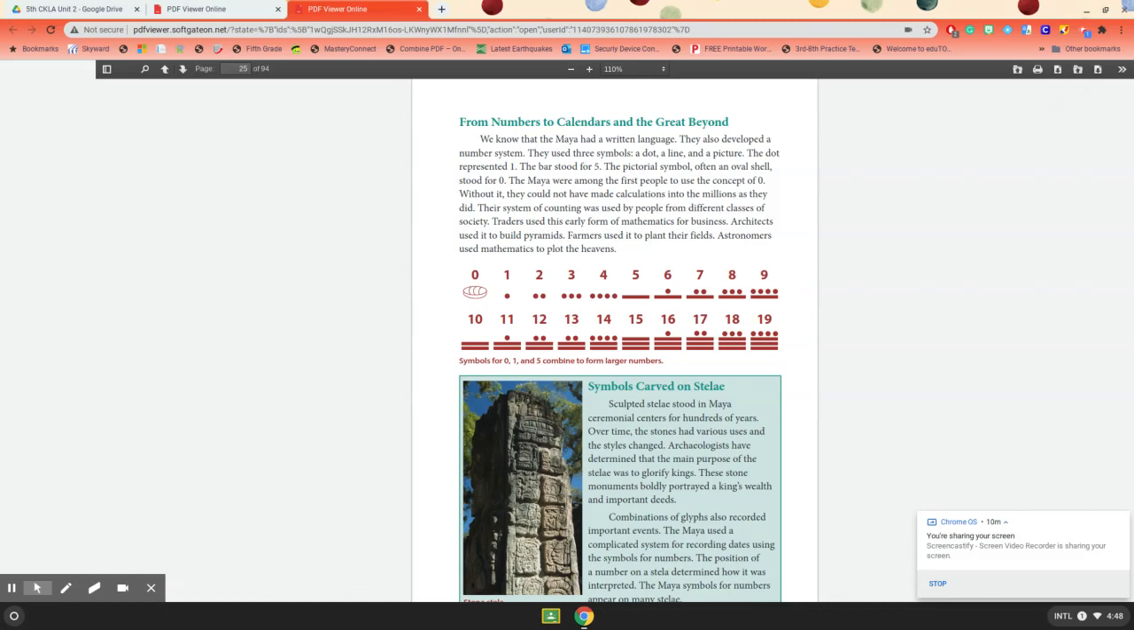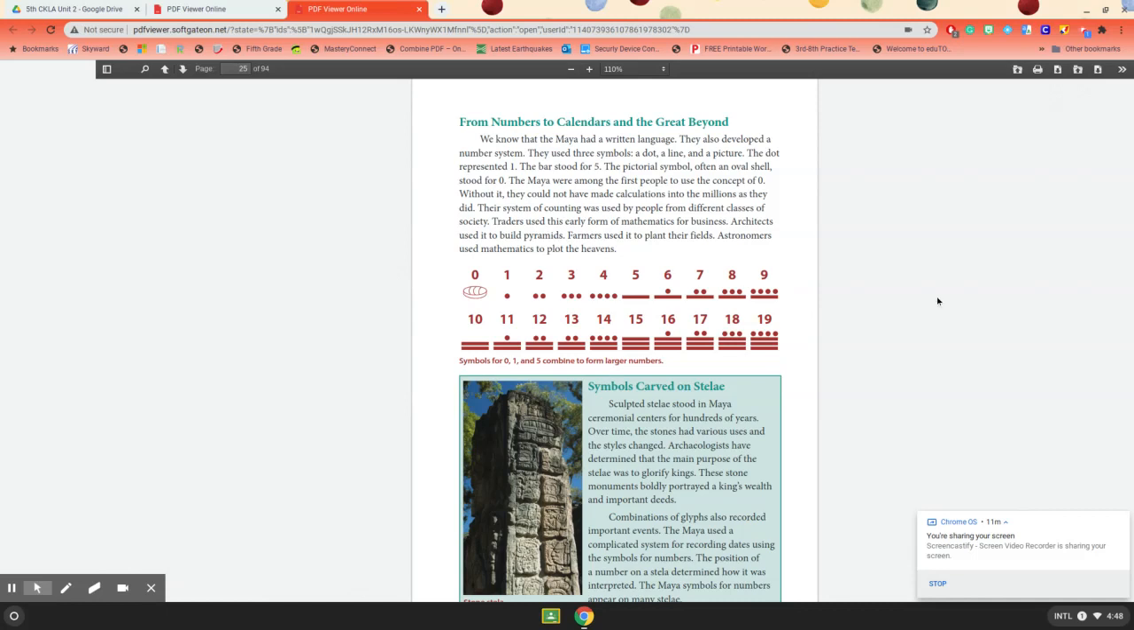Their system of counting was used by people from different classes of society. Traders used this early form of mathematics for business. Architects used it to build pyramids. Farmers used it to plant their fields. Astronomers used mathematics to plot the heavens.